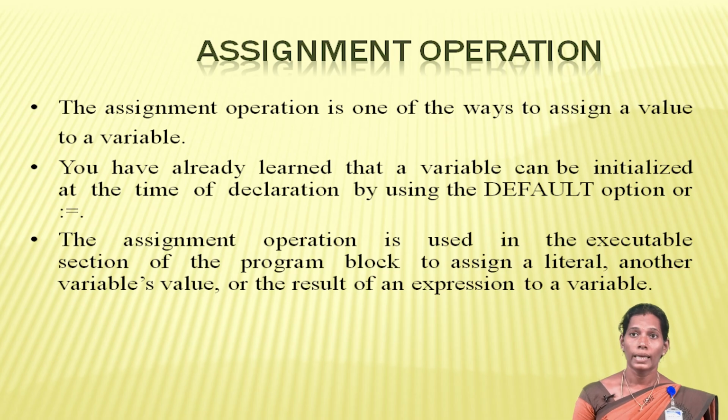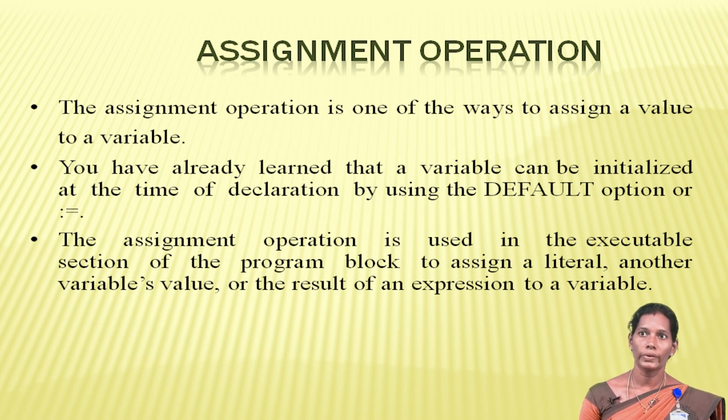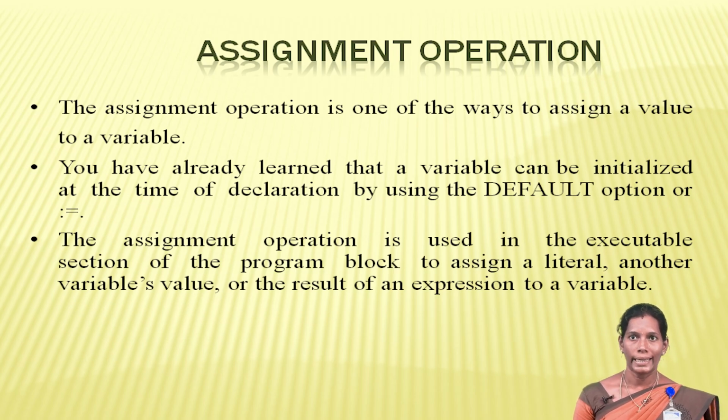Assignment operators. The assignment operation is one of the ways to assign a value to a variable. You have already learned that a variable can be initialized at the time of declaration by using the default option or colon equal to. The assignment operator is used in the executable section of a program block to assign a literal, another variable name, or the result of an expression to a variable. The general form is: variable name, colon equal to, literal or variable name or expression.